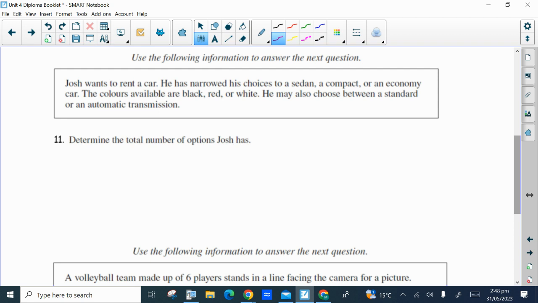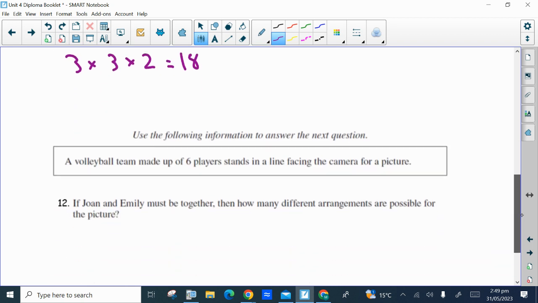Well, this is just the fundamental counting principle. He has 3 choices for the type of car, 3 choices for the color, and 2 choices for the transmission. You could do this using combinations if you wanted, because the order that he chooses doesn't matter. It would be 3C1 times 3C1 times 2C1. Still gives you 3 times 3 times 2. So 9 times 2 is 18.